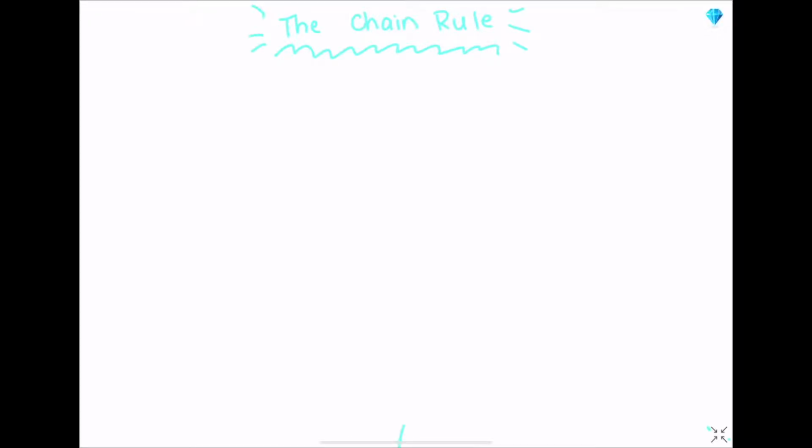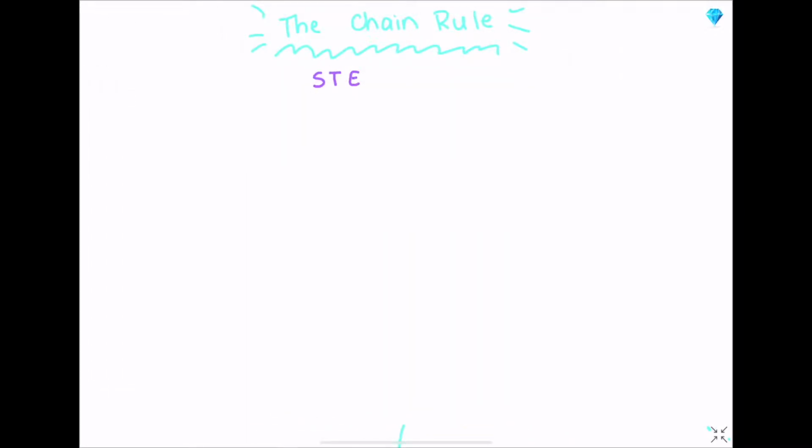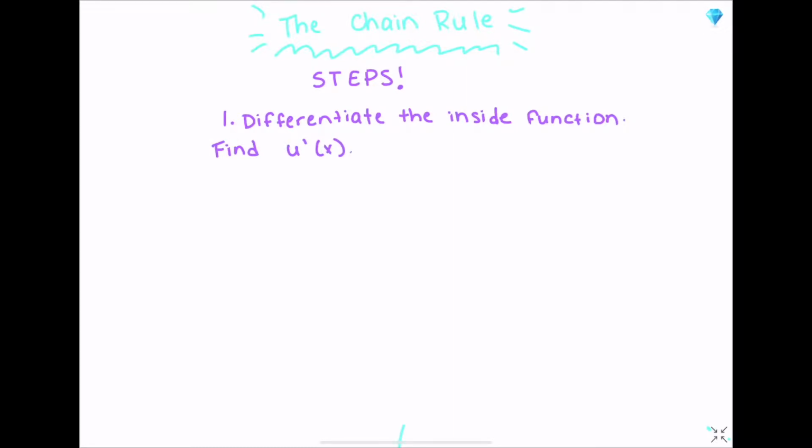So these are the steps on how to differentiate a composite h of x equals v of u of x problem. These are essentially the basic steps for how to solve a chain rule problem. The first step is to differentiate the inside function, so basically find u prime of x.